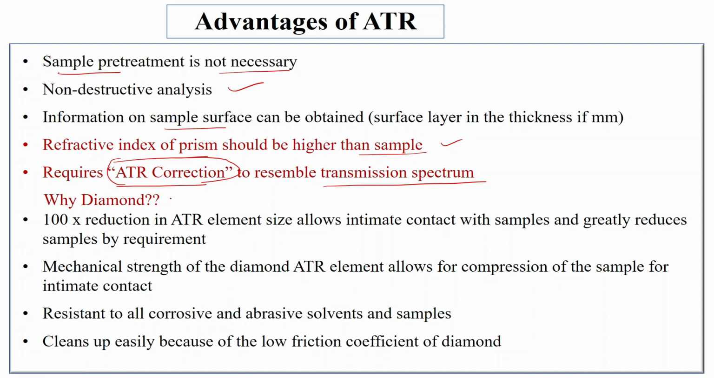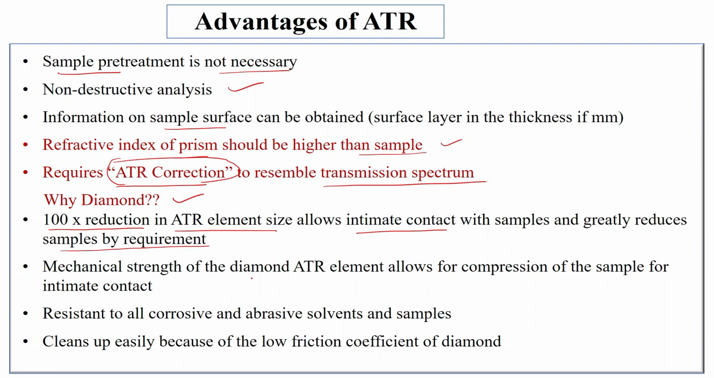So I have told you that most of the time diamond is used as the crystal. Why? Because there is a 100 times reduction in the size of the ATR element. That allows intimate contact with the sample. If diamond is used, then the element size can be reduced 100 times, and since the size is reduced, it ensures intimate contact with the sample. Also, the requirement of the sample will be less.